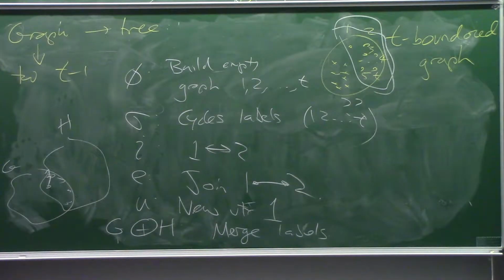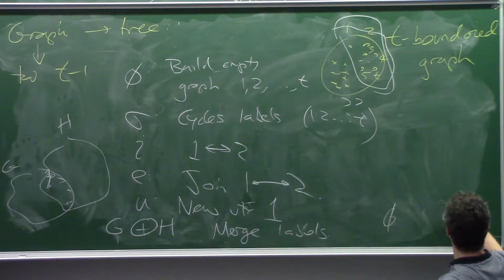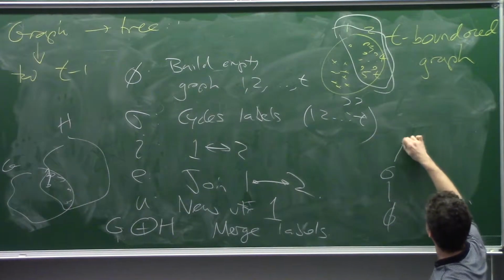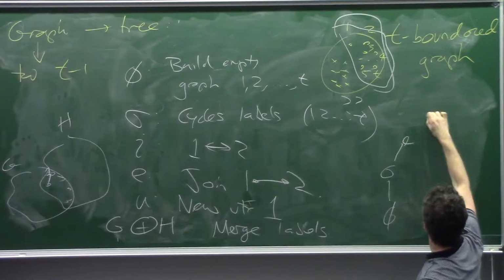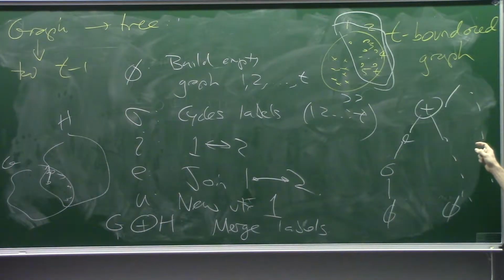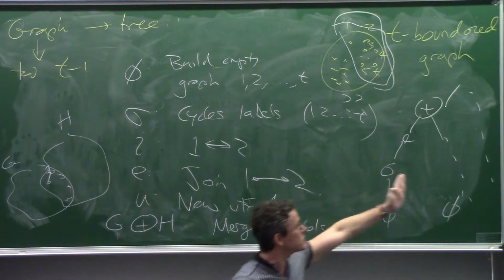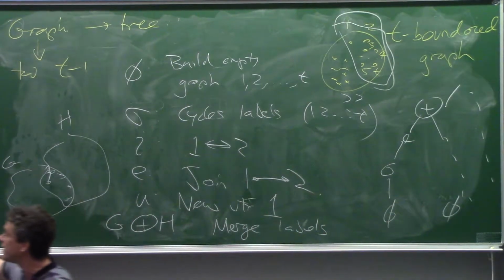So how do I present a graph as a tree? I give you instructions for how to build it. Take these two graphs, merge them, keep going. So I give you instructions on how to build a graph, and these instructions can be hooked together in a tree, just like an arithmetic expression.